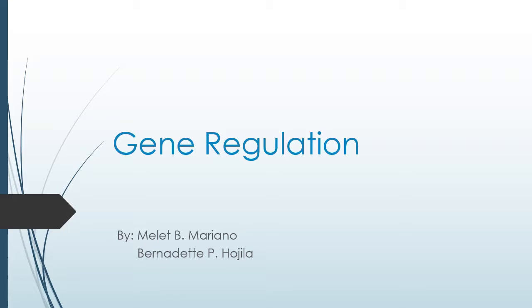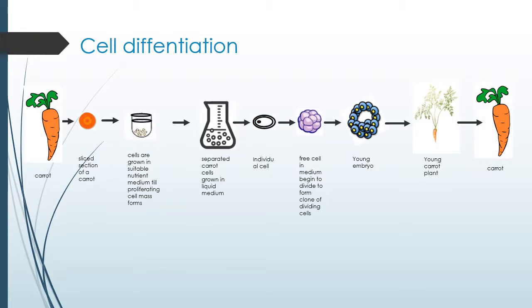Our first subtopic will be about how different cell types become different from each other in a multicellular organism. And this time, we will be using the carrot as a model organism. Have you ever wondered why a single cell is capable of changing to another cell type?